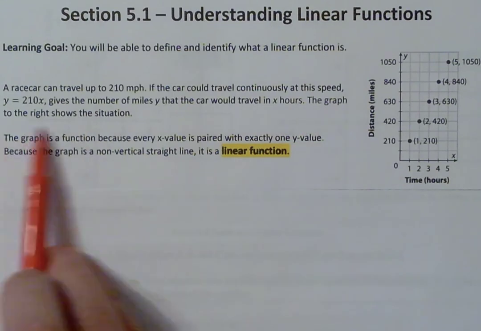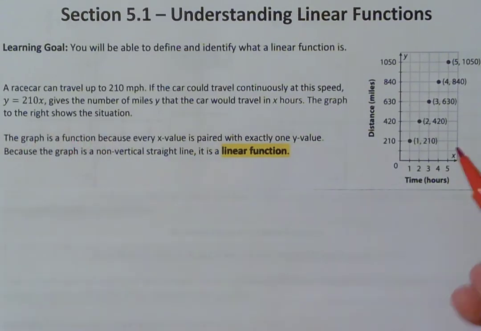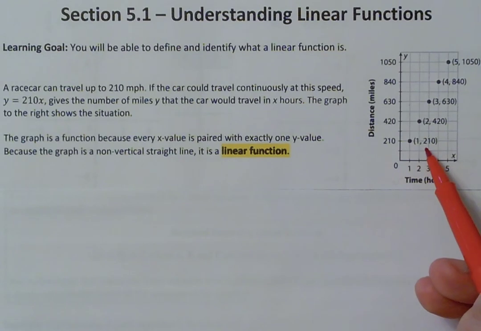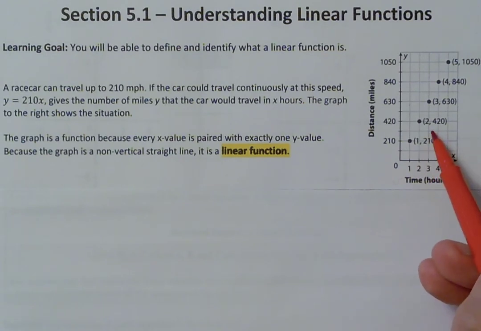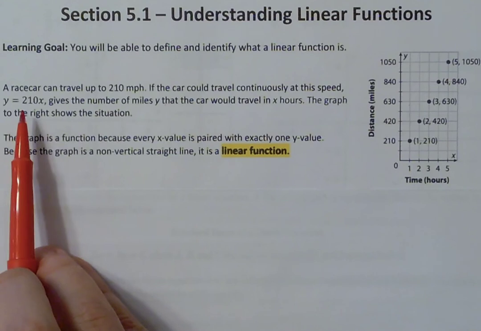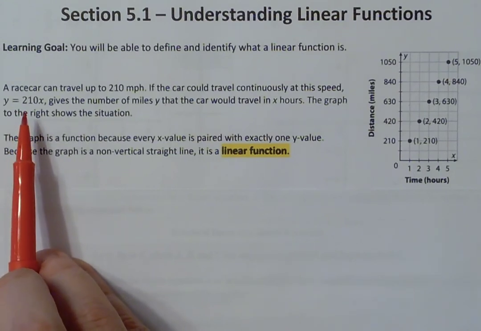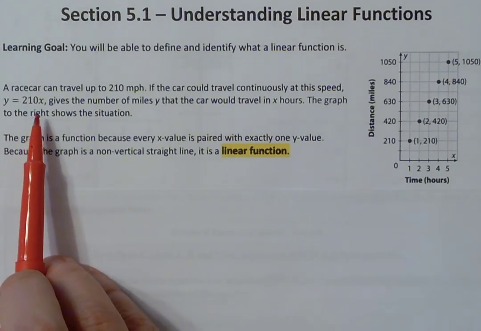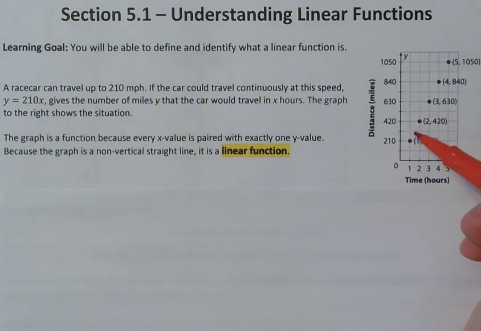The graph to the right shows the situation. So after 1 hour, the car's gone 210 miles. After 2 hours, it's gone 420, 3, 630, and so on. So what this equation does is tell us how many miles it goes after x hours. And if you notice, if I were to go through and connect all the points, it would form a straight line. So because it forms a straight line, that means that this graph is linear. And that means that this function is also linear.